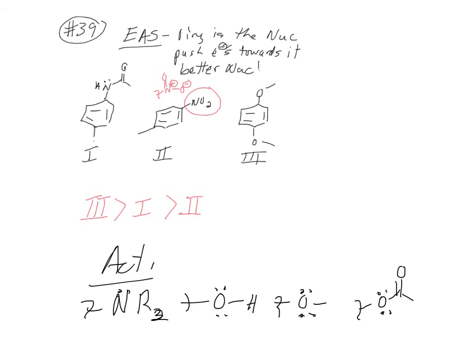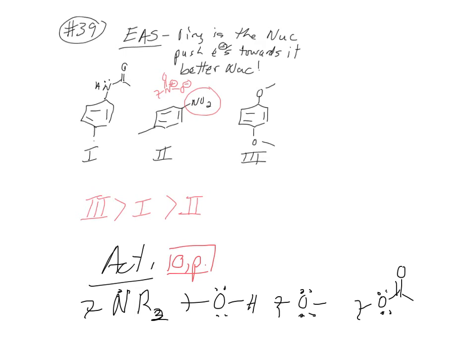Right? So where do activators direct? Activators make the ring nucleophilic, and they direct ortho and para. They put whatever electrophile you're adding in either the ortho position or the para position. And whichever one is the best activator does it. And activators are more important than deactivators.